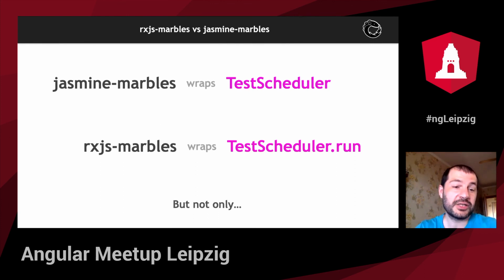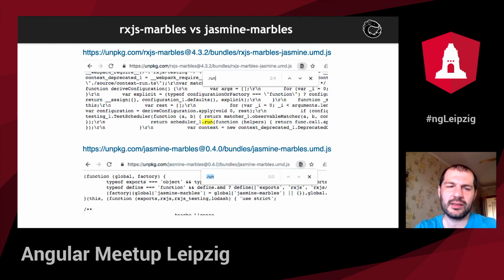While rxjs-marbles supports both testing methods with TestScheduler flush and TestScheduler.run methods, and supports time progressive syntax. To be 100% sure, I even checked their sources. And as you can see, rxjs-marbles uses TestScheduler.run method under the hood, and jasmine-marbles wraps all TestScheduler way of testing.